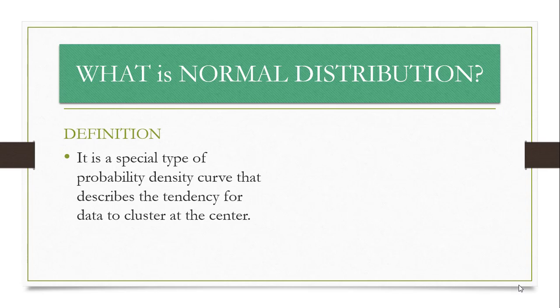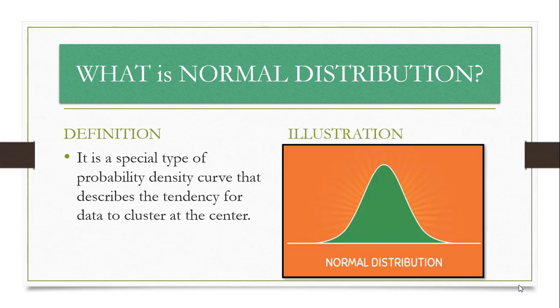Normal distribution is a special type of probability density curve that describes the tendency for the data to cluster at the center. It may sound unfamiliar, but it looks like this. If you see, it's a curve. With this shape, the normal distribution is also known as the normal curve or bell curve. As you see, it looks like a bell.